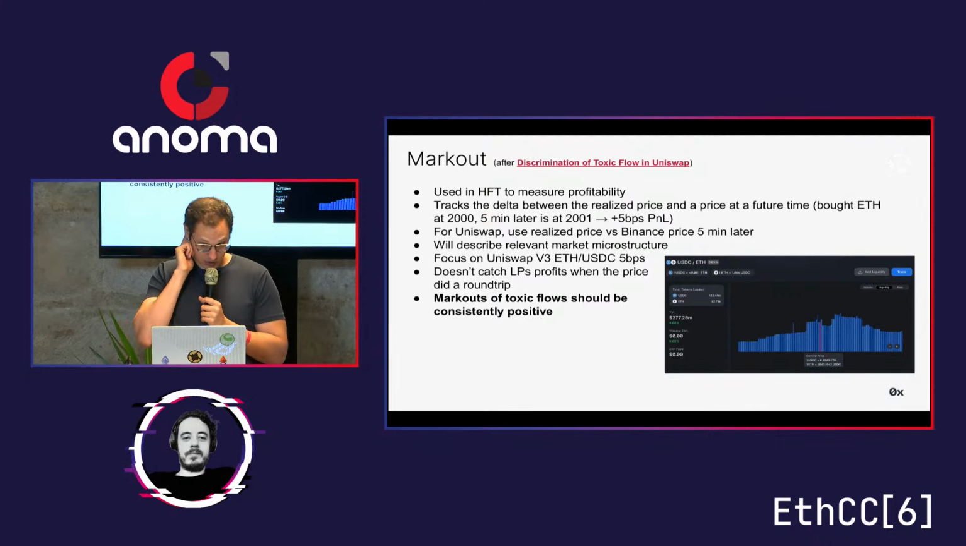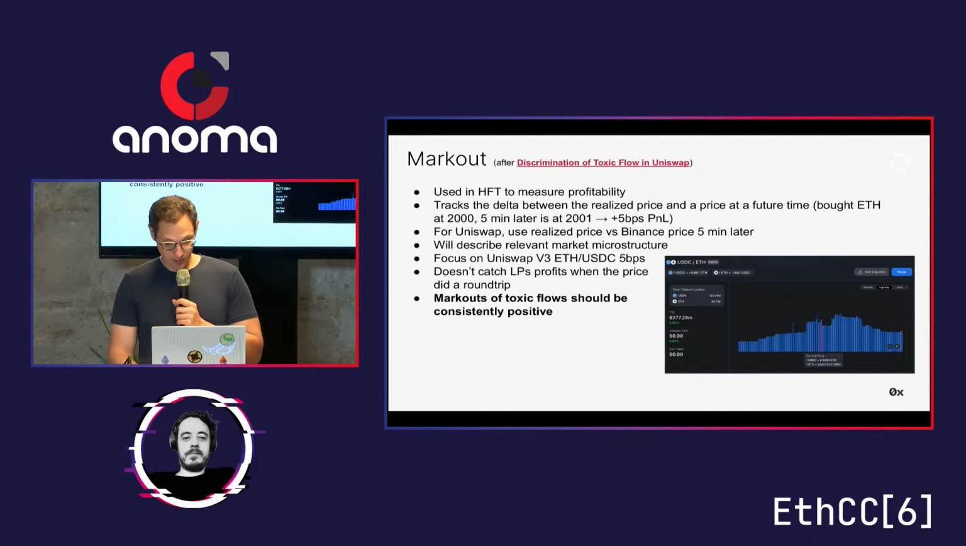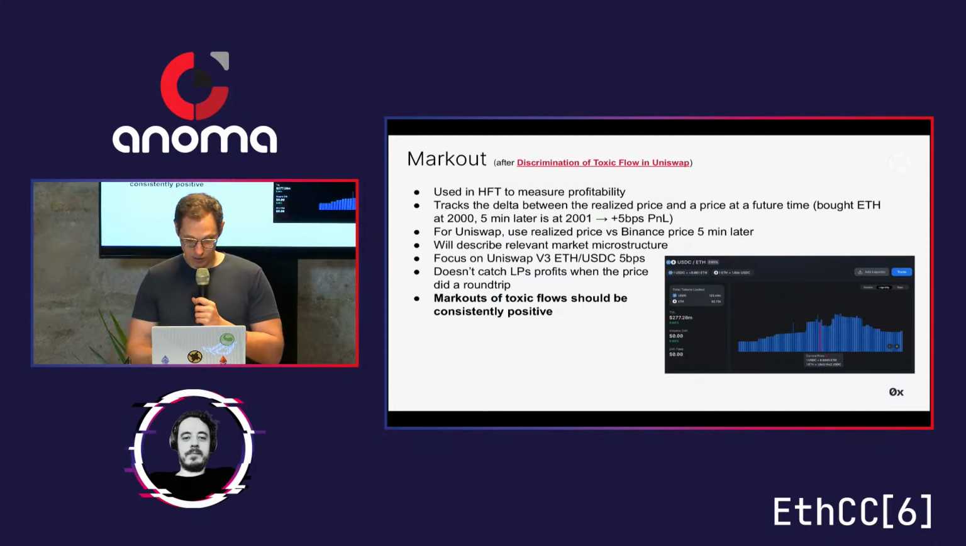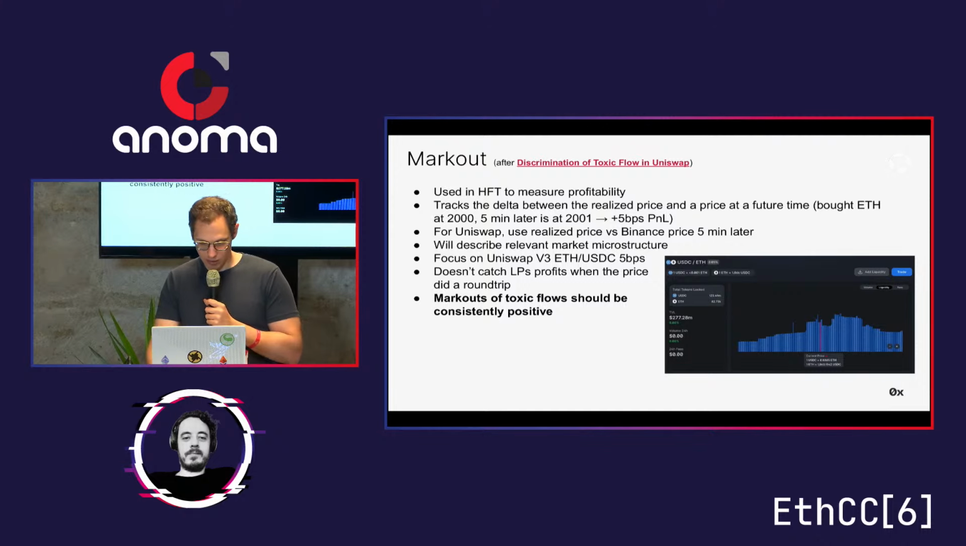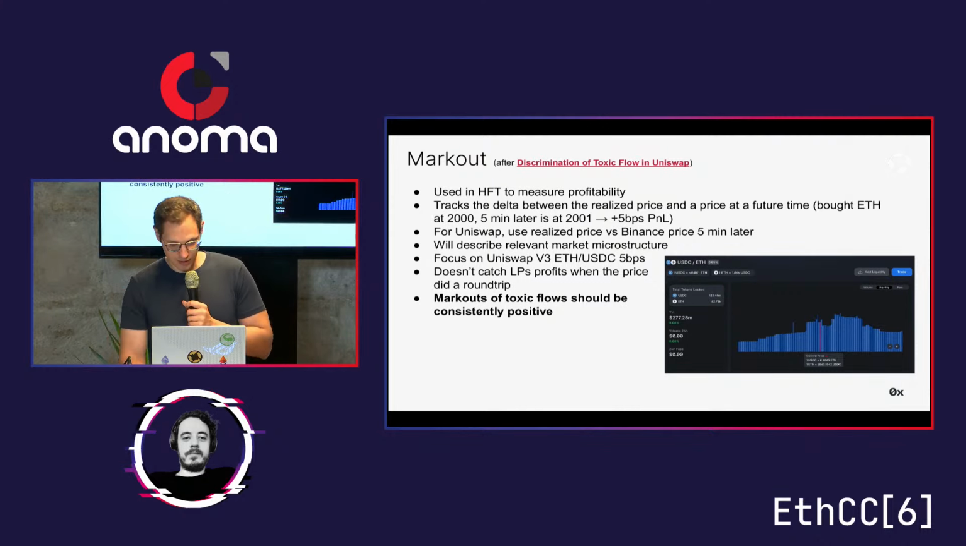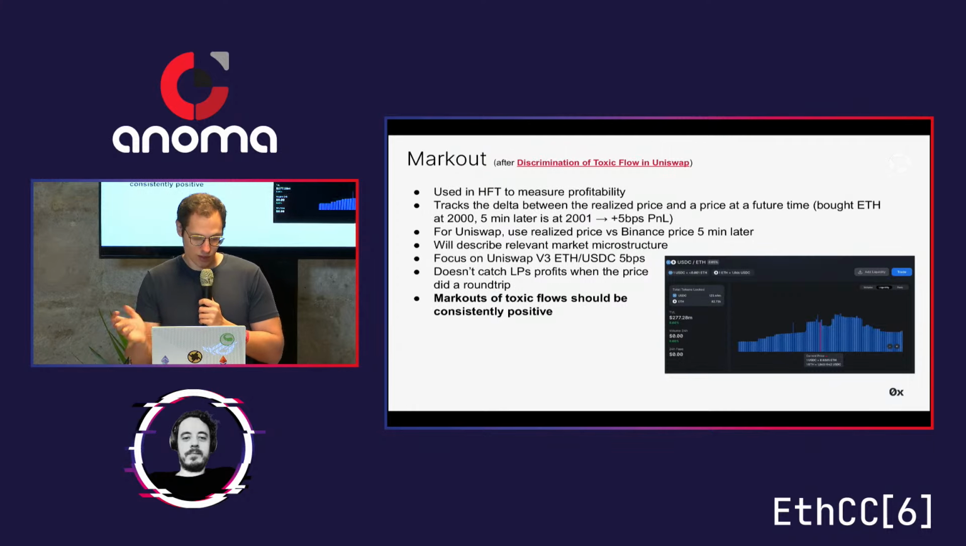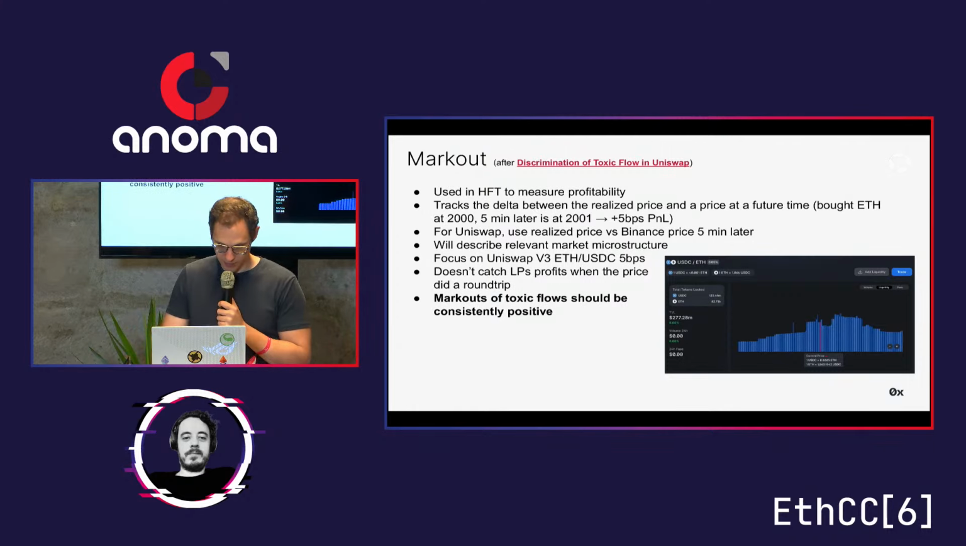So on this picture, you see the liquidity distribution. Every time I say ETH-USDC, it means the Uniswap 5 basis points ETH-USDC pair. You can see that this liquidity, even right now, just at a cursory look, doesn't look like liquidity on a centralized exchange. It's kind of skewed. And the markout is used in high-frequency trading. It just tracks the difference between the realized price and the price at a future time. So if we bought ETH at 2,000 and 5 minutes later it's at 2001, our P&L is plus 5 basis points.